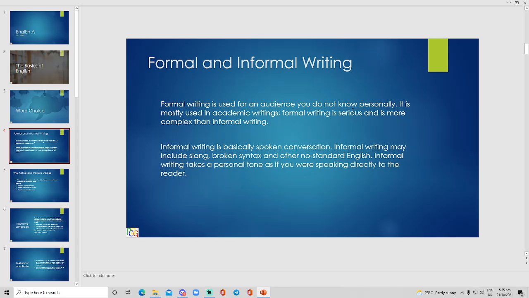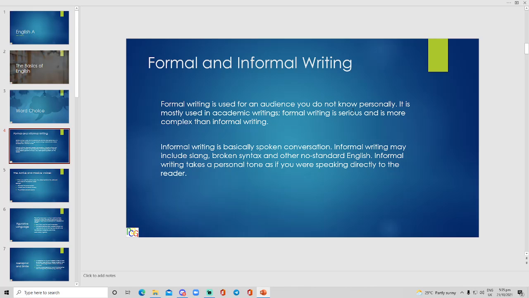Informal writing is basically spoken conversation, and informal writing may include slang, broken syntax, and other non-standard English. Informal writing takes a personal tone as if you're speaking directly to the reader. What I want to say about informal writing is if we use dialect in our work, that's also informal writing.